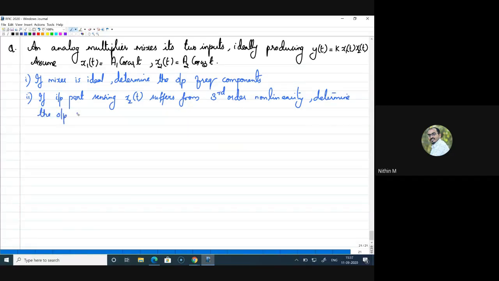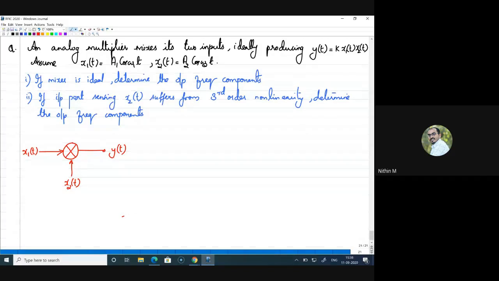So your first case is the ideal mixer output, and the second one is where it is suffering from nonlinearity. So you can consider the nonlinearity term also in your expression. This is how we usually represent a multiplier. Input is written as x1 of t here, this is x2 of t, and this is your output, which is y of t. So you can work on this while you solve.